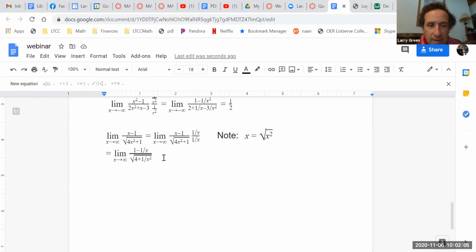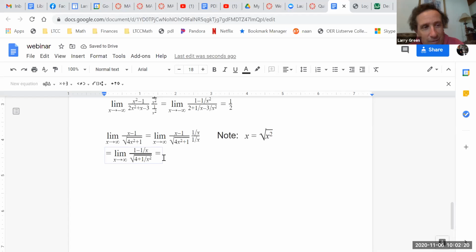What do I do now? Plug in infinity. 1 over infinity is 0. 1 over infinity squared is also 0. And I just get 1 over the square root of 4, which, by the way, coincidentally, I didn't mean this to happen, we have 1/2.